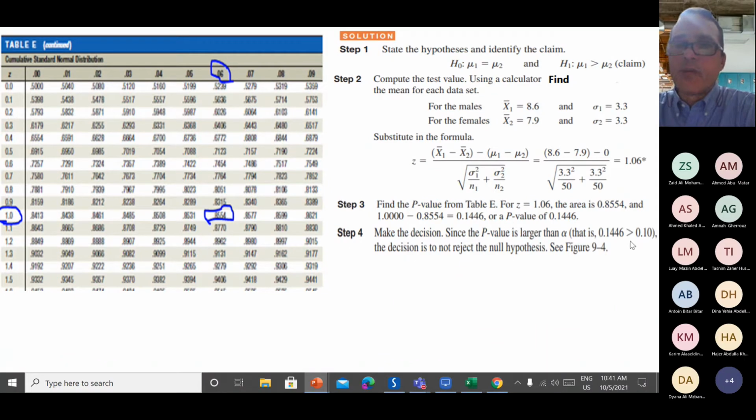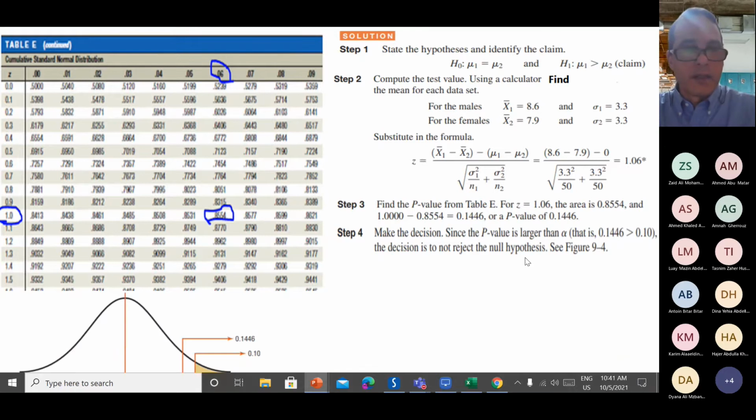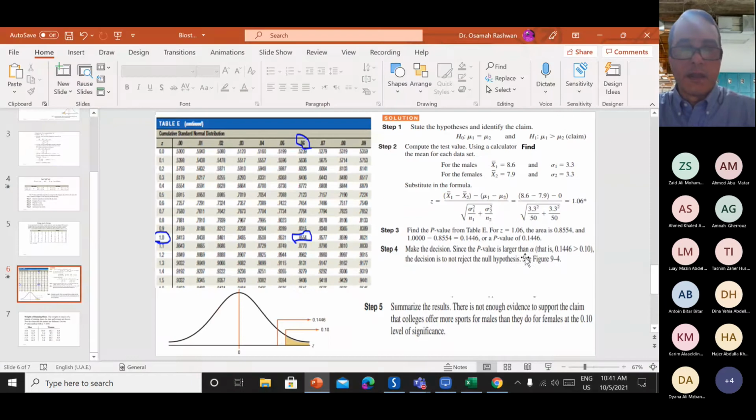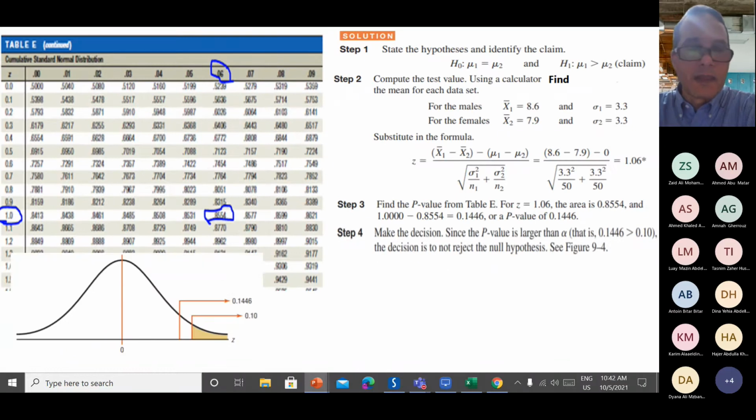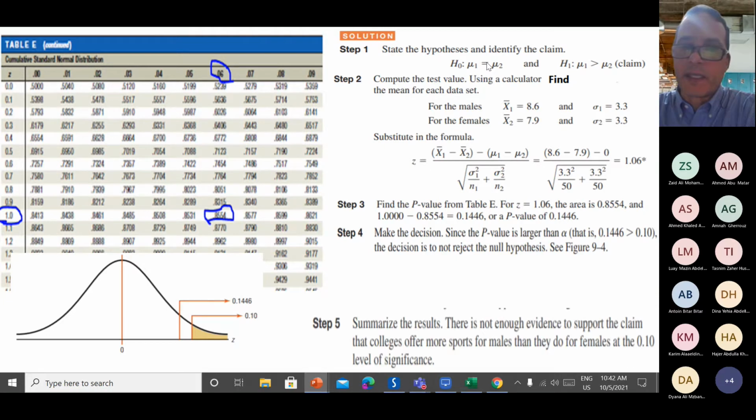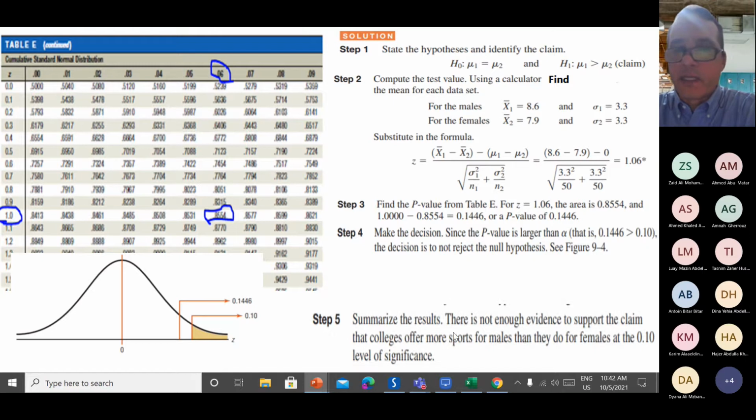Now I will compare this p-value with the given alpha. The given alpha is 0.1. This is bigger than this one. What does bigger mean? This is alpha, and the p-value is bigger. So it is not included in the rejection area, which corresponds to alpha. So you are accepting the null hypothesis, right? So you are saying they have equal means. And then you write the summary for your result to say there is not enough evidence to support the claim.